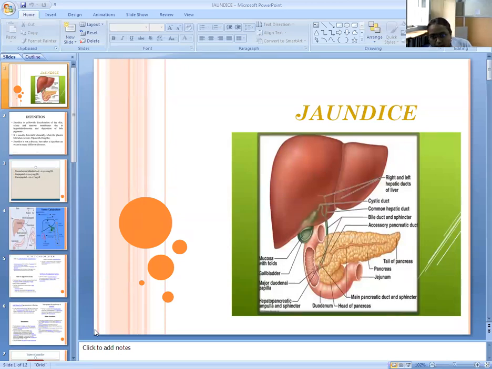Today we start the gastrointestinal system. The main topics from the gastrointestinal system are jaundice, a short case in practical and can be a long question in theory, liver cirrhosis, then acid peptic disease, malabsorption syndrome, and chronic diarrhea. These are the main topics.